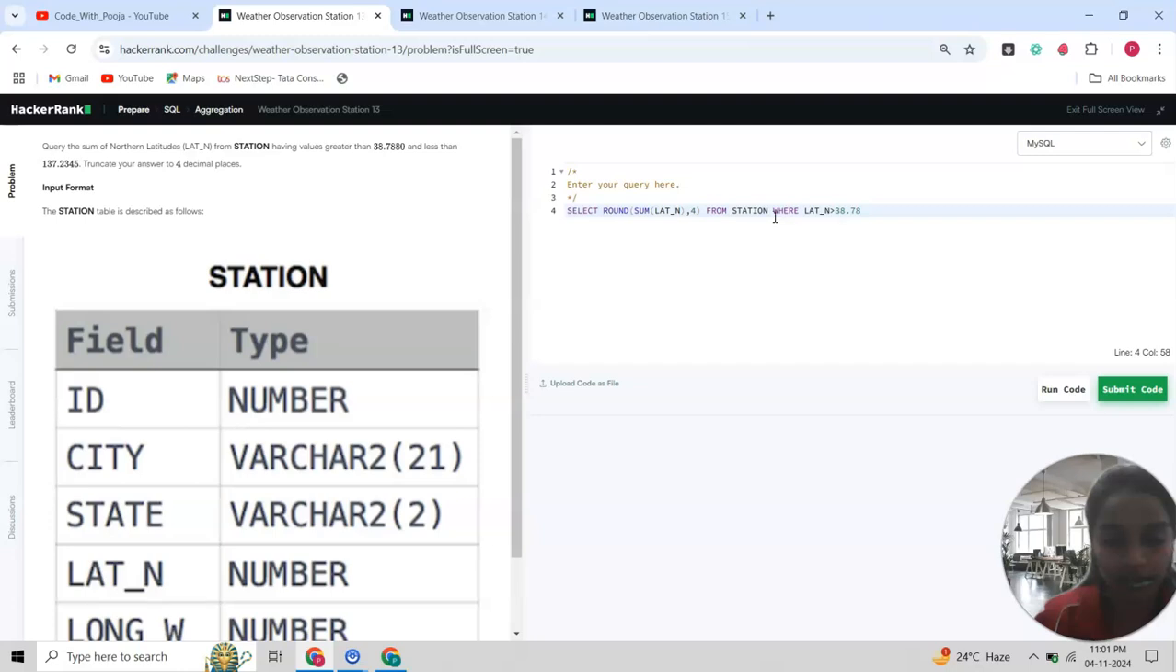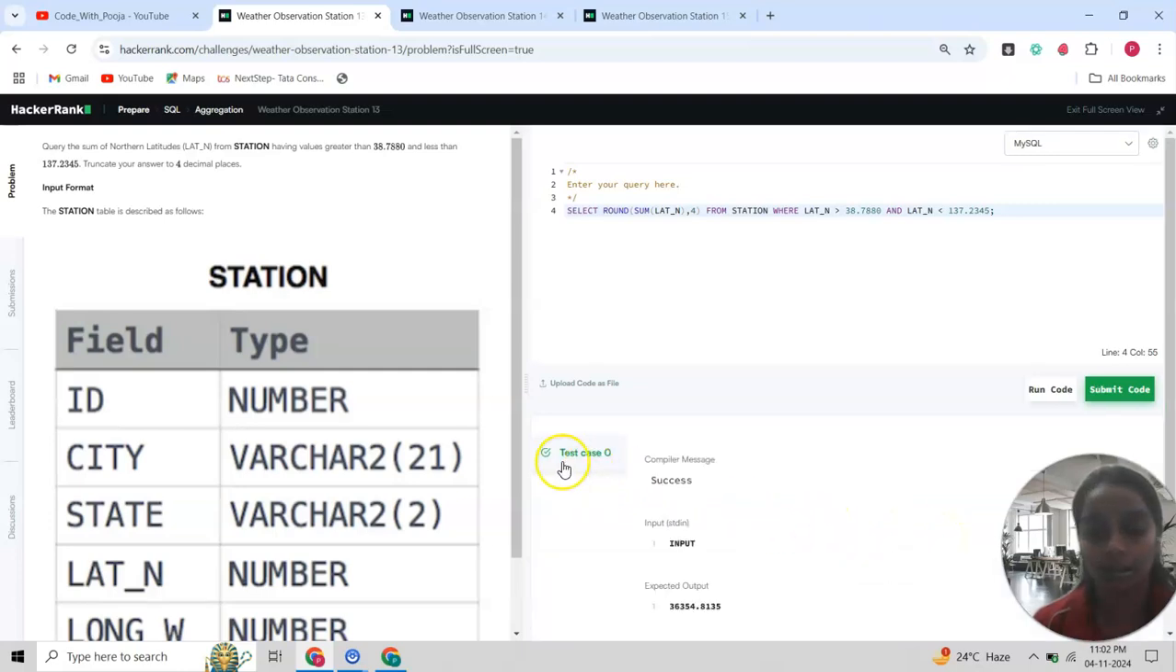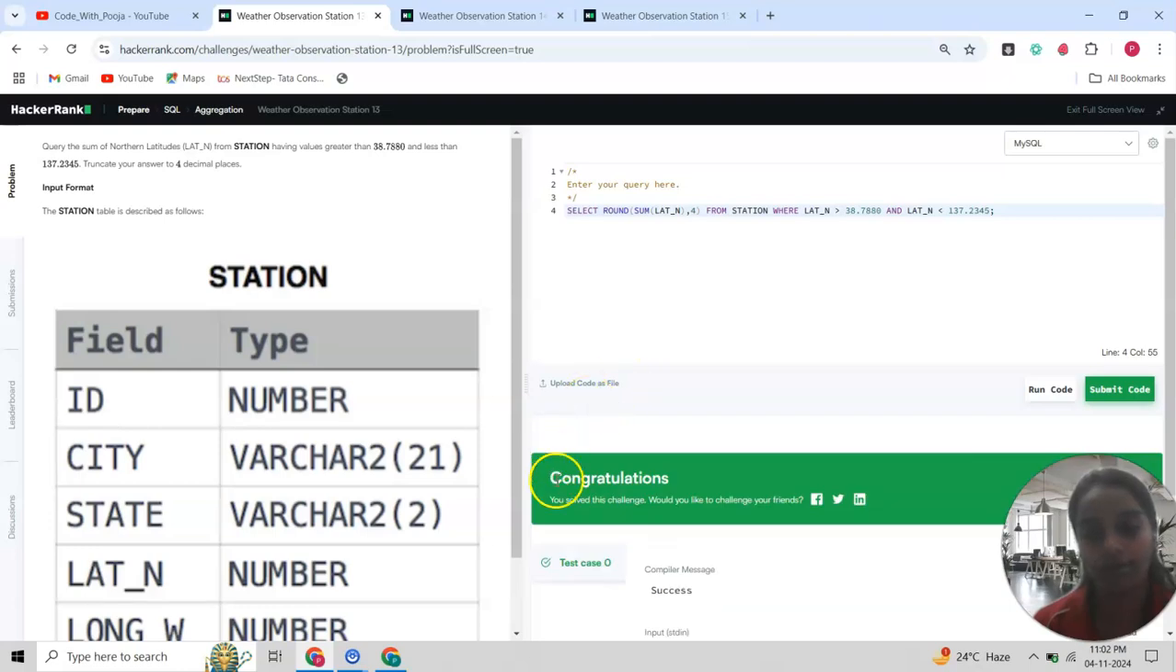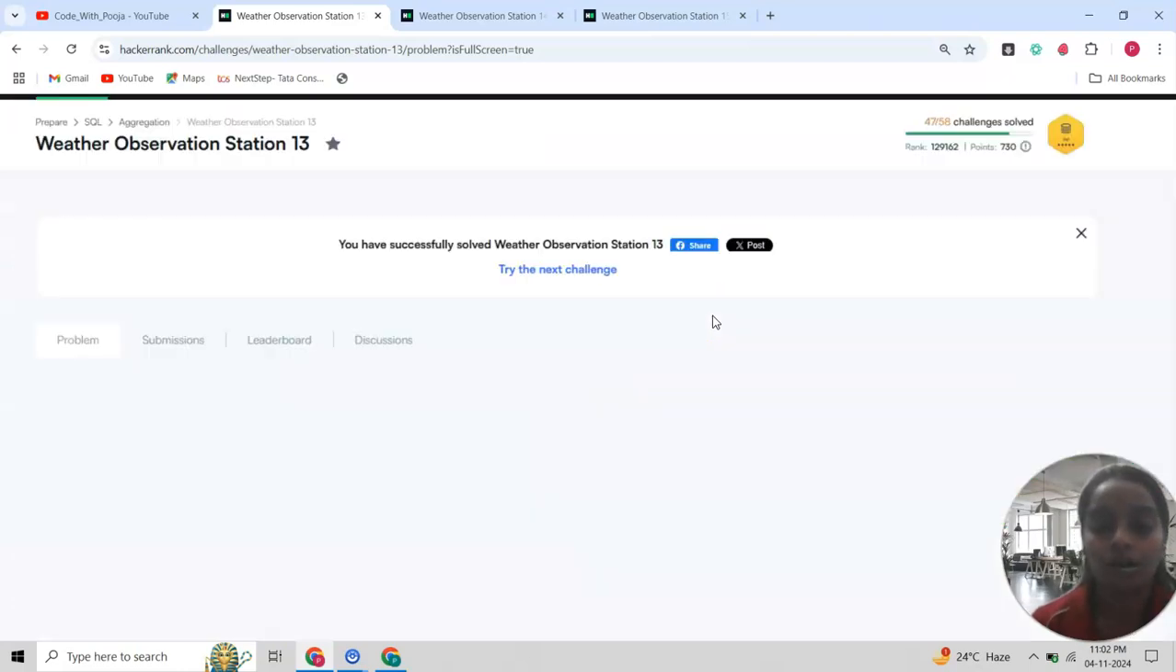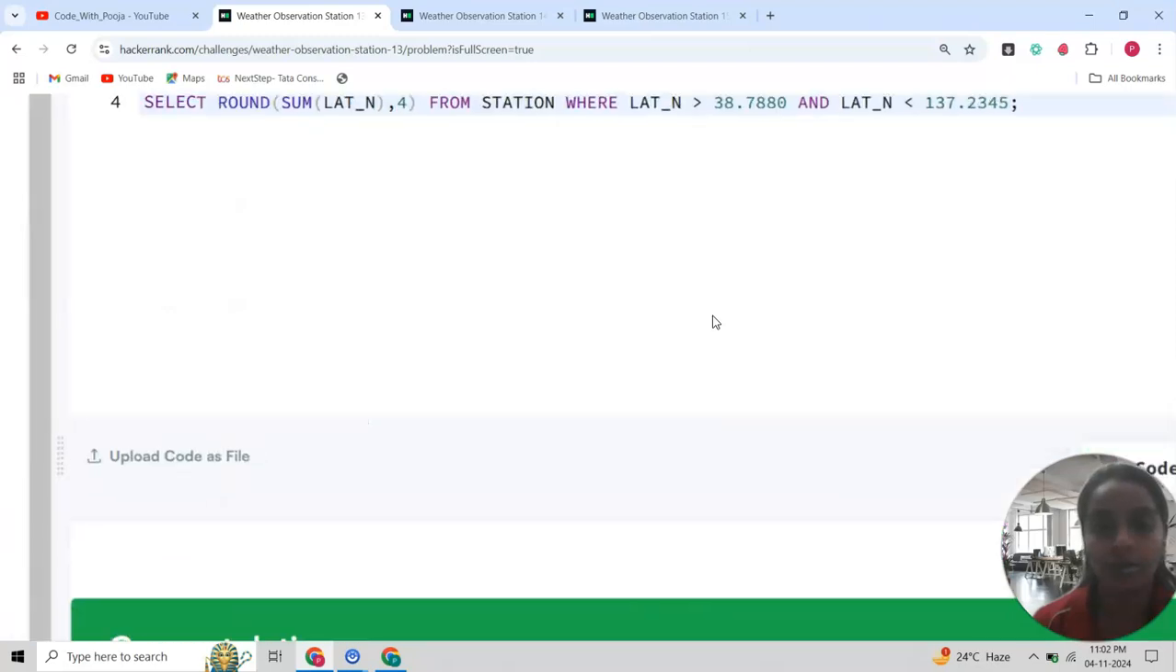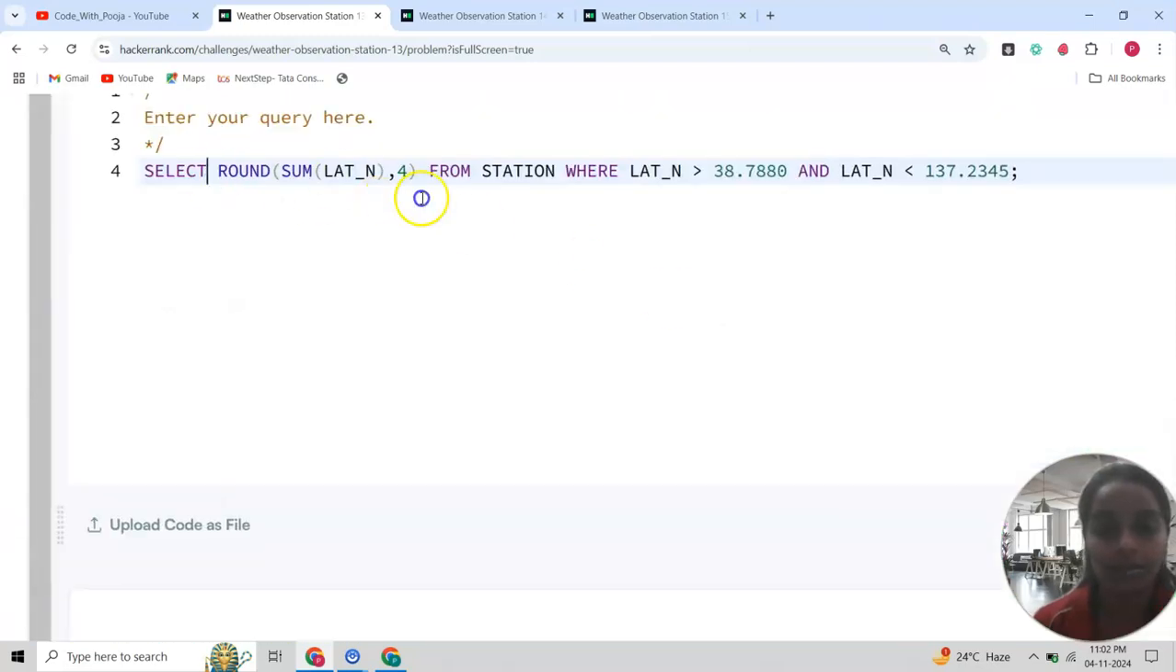And yes, congratulations, ready to submit the code. It gave us the right answer, test case 0 was submitted, and a congratulation banner arrived here. Now what do we have to observe in this query? This query is quite simple when we know the particular functions to use: for the sum, for rounding the decimal places, and also how to compare the things.